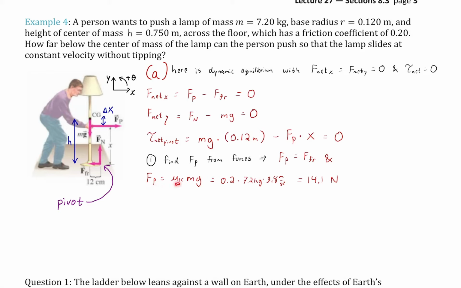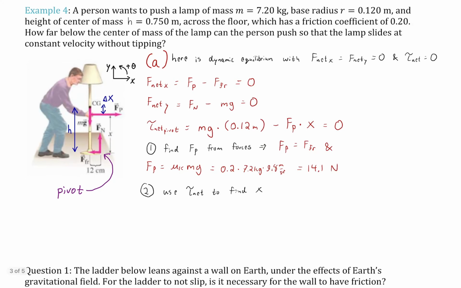And this should look very similar to what we've seen in many types of free body diagrams. So then the pushing force is just mu k mg, so it must be 14.1 newtons. And we can think of that as the necessary pushing force for no translational acceleration, because we don't want the lamp to be slowing down or speeding up as it slides in the x direction. But now we want no change in theta. So we want our torque equation to be satisfied, which allows us to plug our now numerically solved pushing force into our torque equation and solve for x.